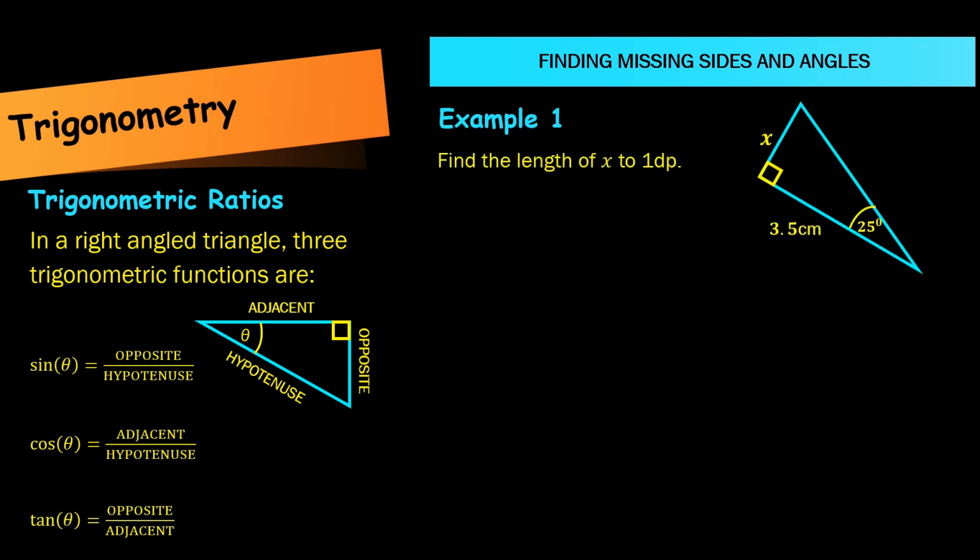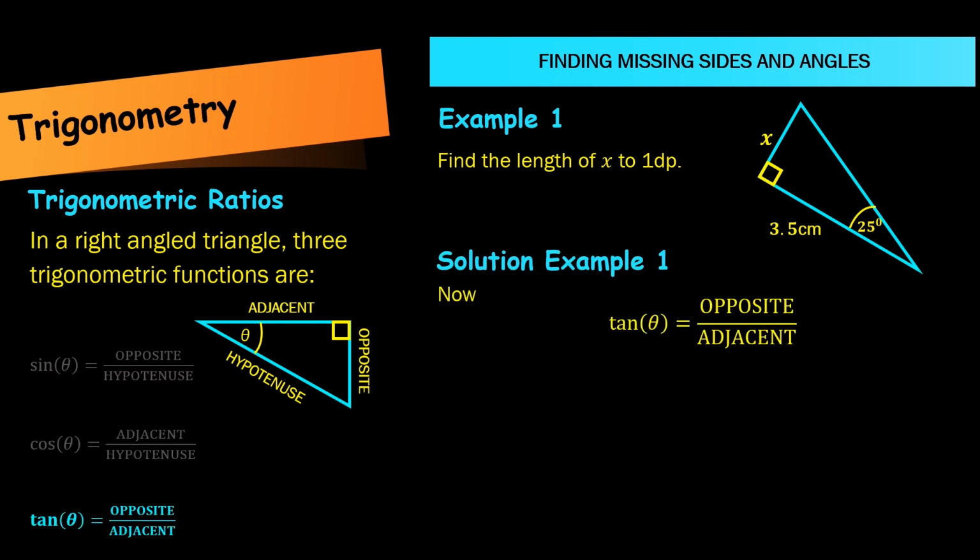Let's have a go at an example where we can apply these ratios. We are required to find the length of x to one decimal place in the given diagram. So as indicated, x is the opposite to the angle. 3.5 centimeters length is the adjacent to the angle. And therefore, when we solve, we're going to use tan theta equals opposite over adjacent.